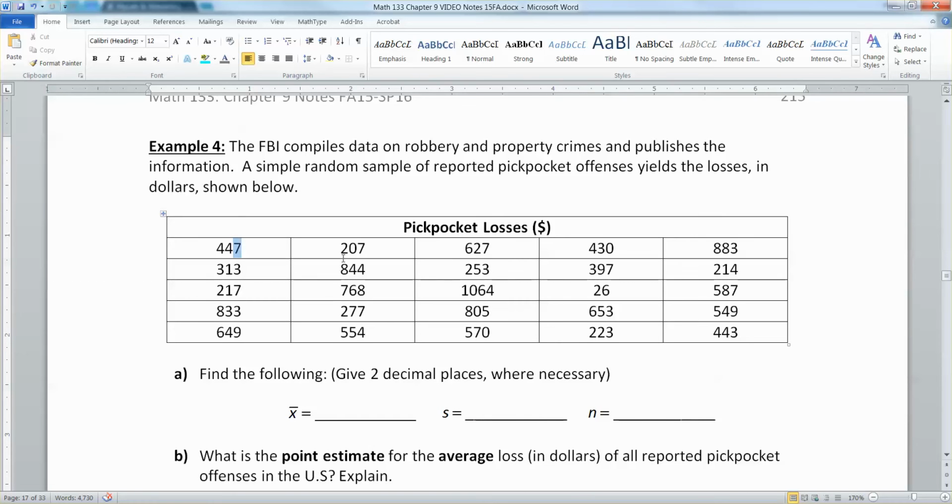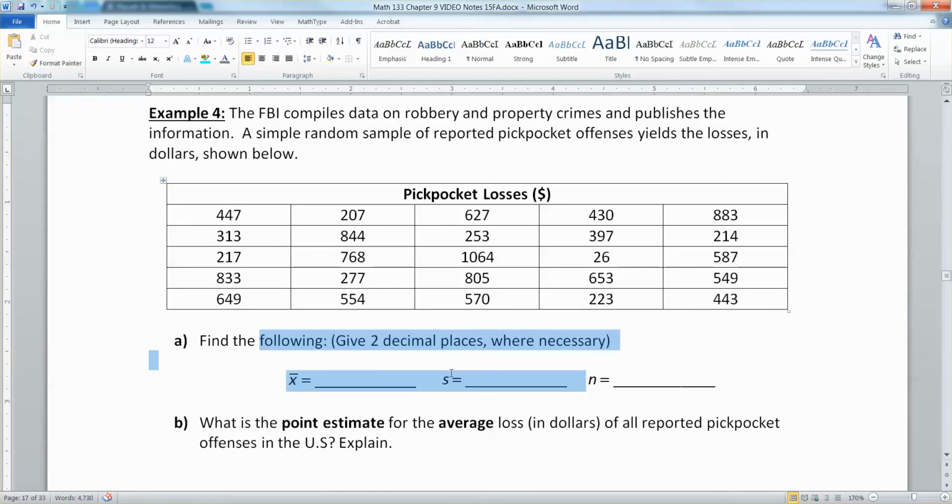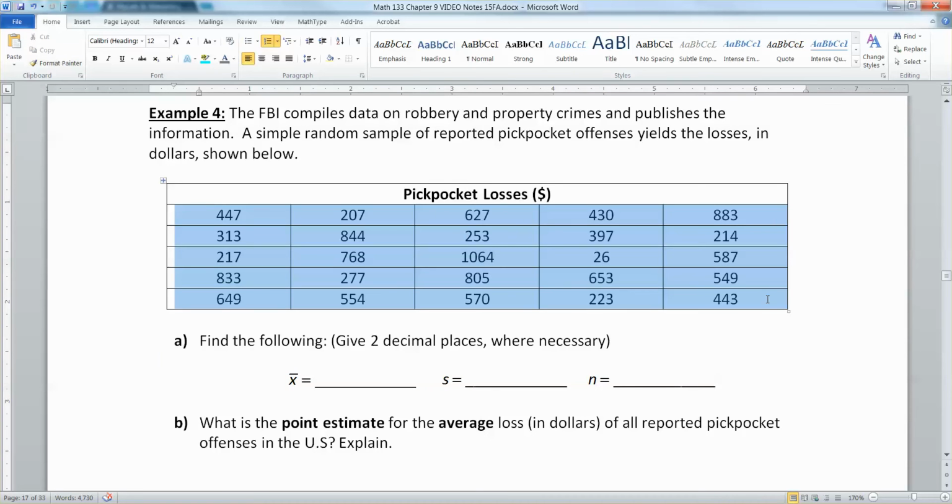All right, so I have all these written out here. And the first thing it wants us to do is find the following and give 2 decimal places where necessary. Well, those symbols should look very familiar to you because we've taken exams on those. That's from chapter 3. That's the sample mean, the sample standard deviation, and the sample size, right, which are all statistics about this sample right here.